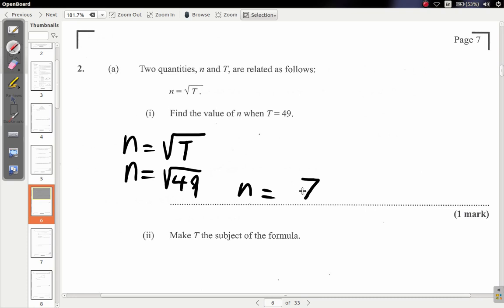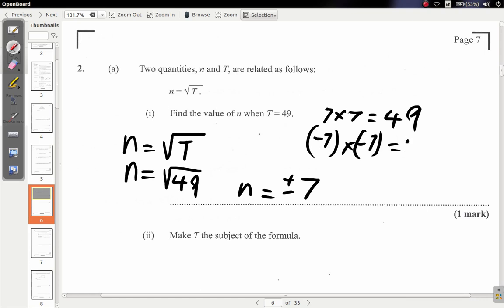Remember what we say? It is both positive and negative 7. Plus or minus 7, right? Because remember, the square root of 49, I want a certain number. When you have two of the number and they multiply, they give you 49. So if you say 7 times 7, you get 49, right? And negative 7 times negative 7, you get the same 49. So a positive 7 and a negative 7. Alright.